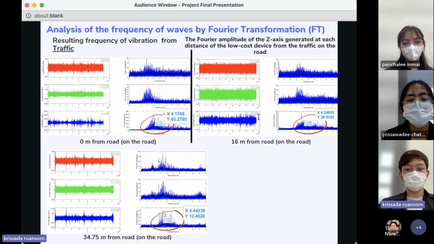From 4.1 Hz with 0 m from the load, 4.2 Hz with 16 m from the load, and 3.4 Hz with 34.7 m from the load. The result provides strong evidence that the obtained data align with the theory of the weakening of propagated vibration due to distance. This finding further enhances the reliability of the device used for the measurement.